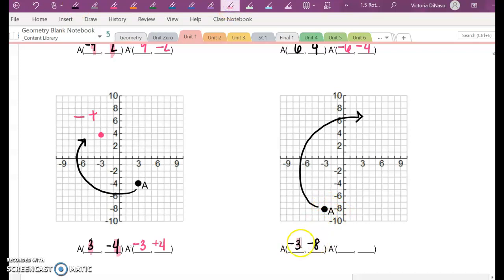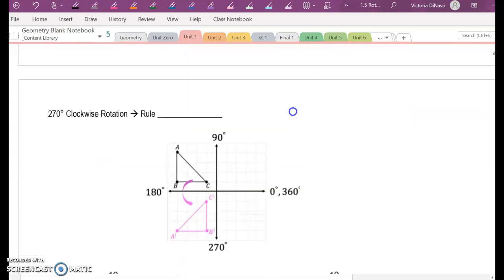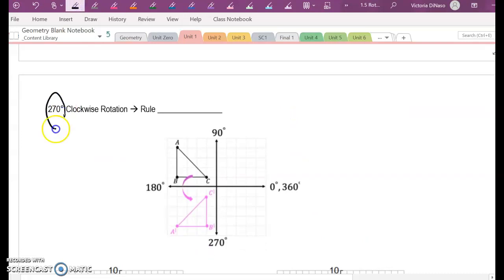We're going to take the numbers, and it's going to be in the same order. So we have 3, 8, and in this quadrant, positive, positive. So they stay 3 and 8. The last rule for 180 degrees, 270 degrees clockwise, my rule is that the numbers flip again.